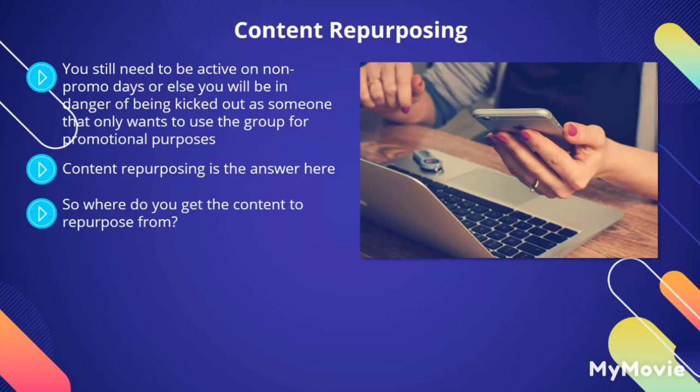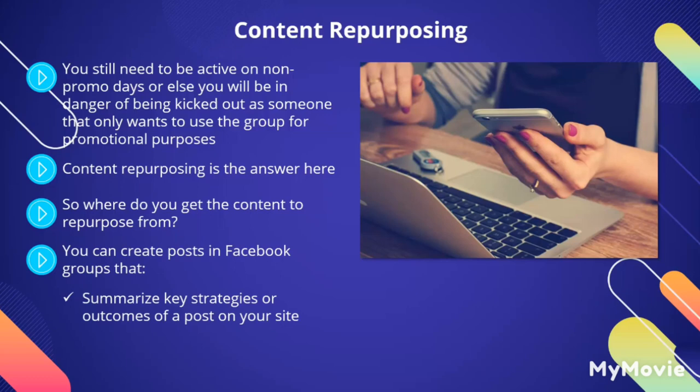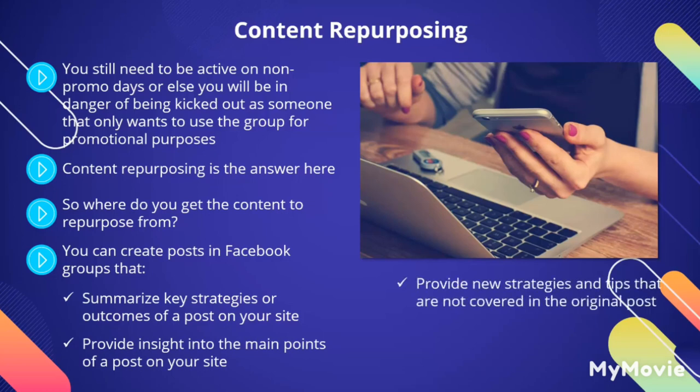So where do you get the content to repurpose from? Well, the best place will be your website. Assuming that you are an expert in your niche, you will have posted some valuable content on your site. You can create posts in Facebook groups that summarize key strategies or outcomes of a post on your site, provide insight into the main points of a post on your site, or provide new strategies and tips that are not covered in the original post. When you are doing this, you can legitimately provide a link to the original post that you are repurposing. The group owner should not have a problem with this, as you are providing value to the group as a whole.